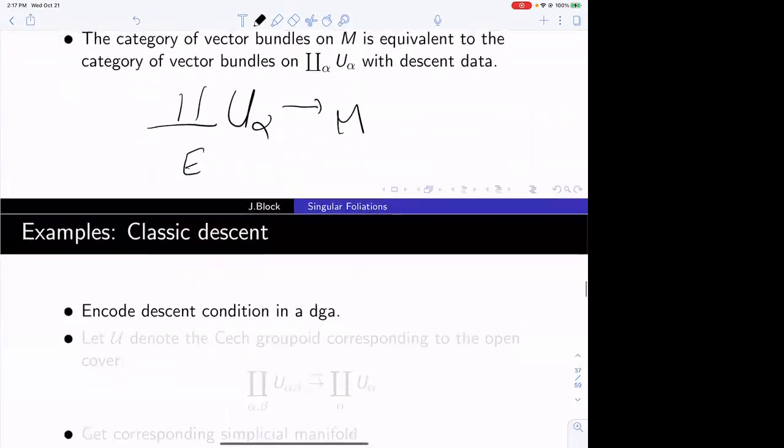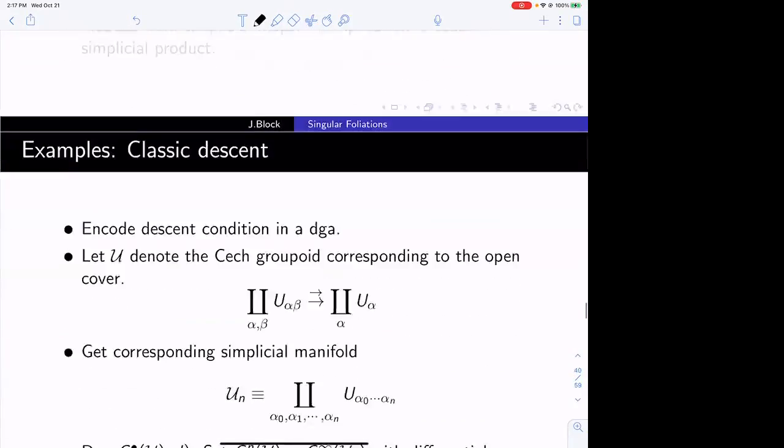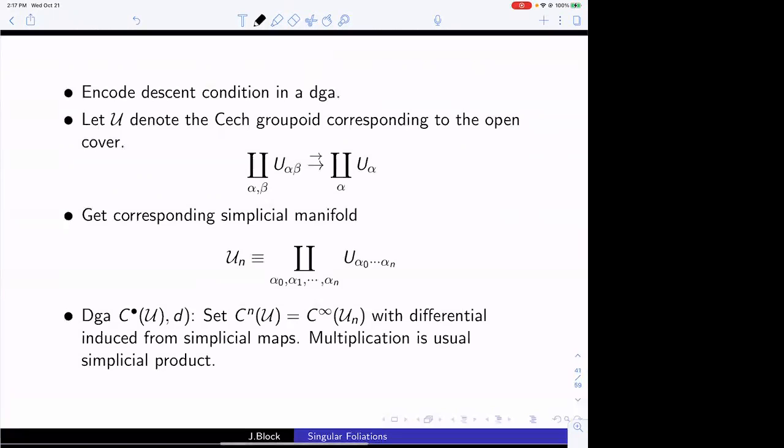Okay, so we're going to encode the descent data into a DGA. Let U denote the Čech groupoid corresponding to the open cover, just as usual. I'm assuming people know what the Čech groupoid is. You get a corresponding simplicial manifold, where U_n, the simplicial manifold in degree n, is by definition the n+1 fold intersections of the open sets. By the way, Nigel was the one who told me how to use that.